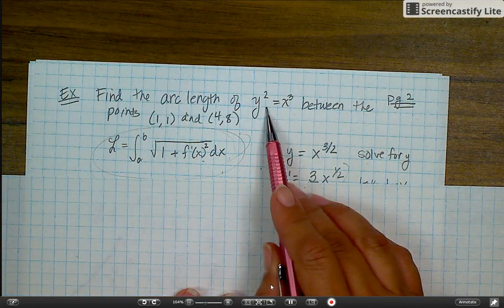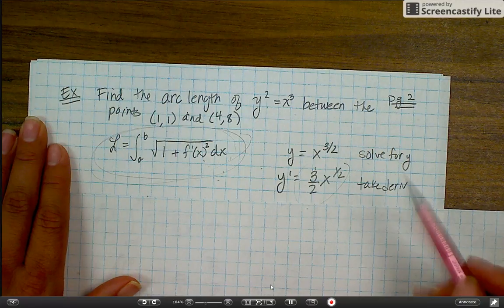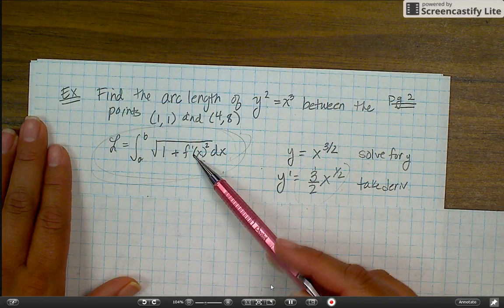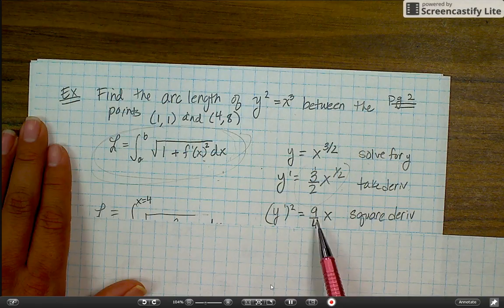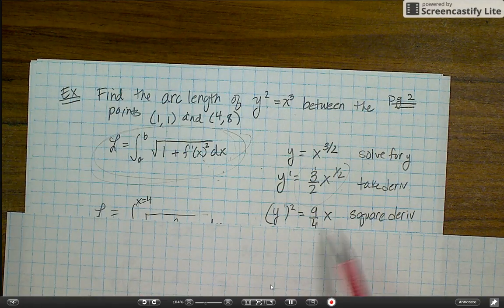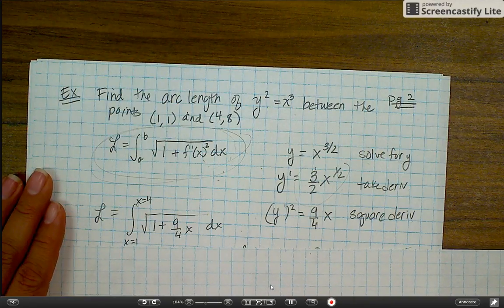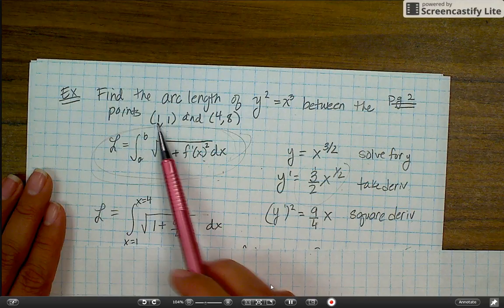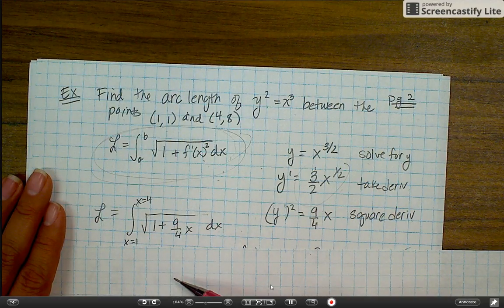So I solve for y. Then I need to take the derivative of that, and when I take the derivative, it ends up being that. And then I need to take that derivative and square it and put it right there. So I square the derivative, and that's what I get. Now I'm going to put this information into my integral. Since I'm in terms of x, what x coordinates are we going to? From 1 to 4.